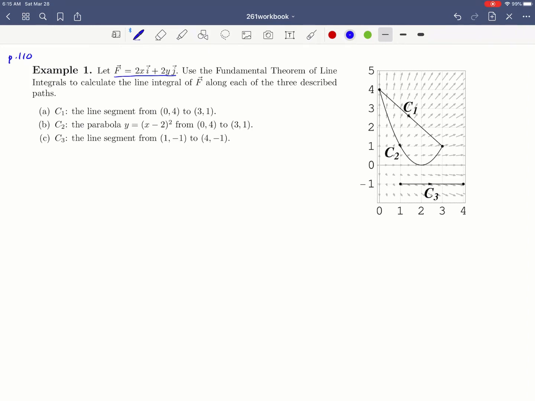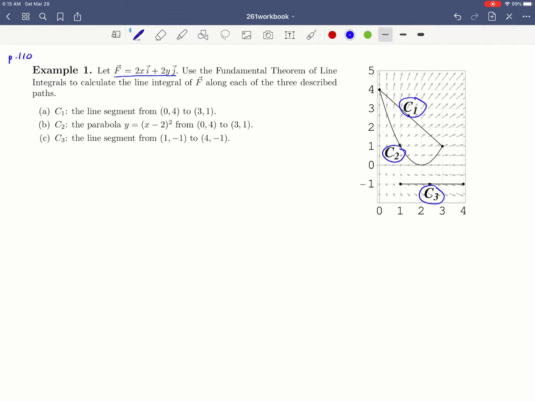of paths. Notice that in parts A, B, and C here, they're describing three curves to us, C1, C2, and C3. We can see those three curves over here in our picture. So we've got a line, a parabola, and then another line.